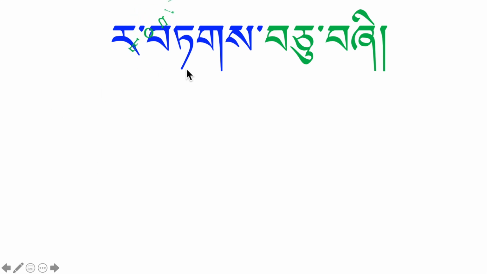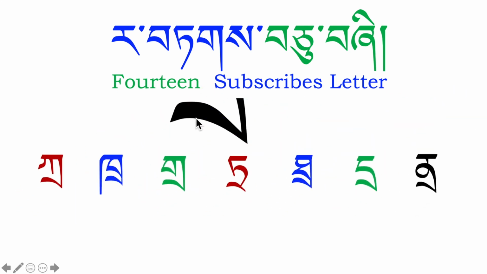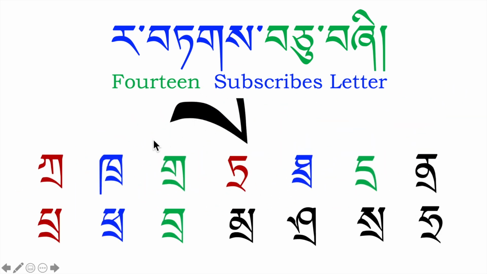Ratak jushi, that means 14 subscribed letters. Jushi is 14, and rata is the subscribed letter. So there are 14 letters that can have this rata. You can see all these letters have this sign underneath, and in total there are 14.